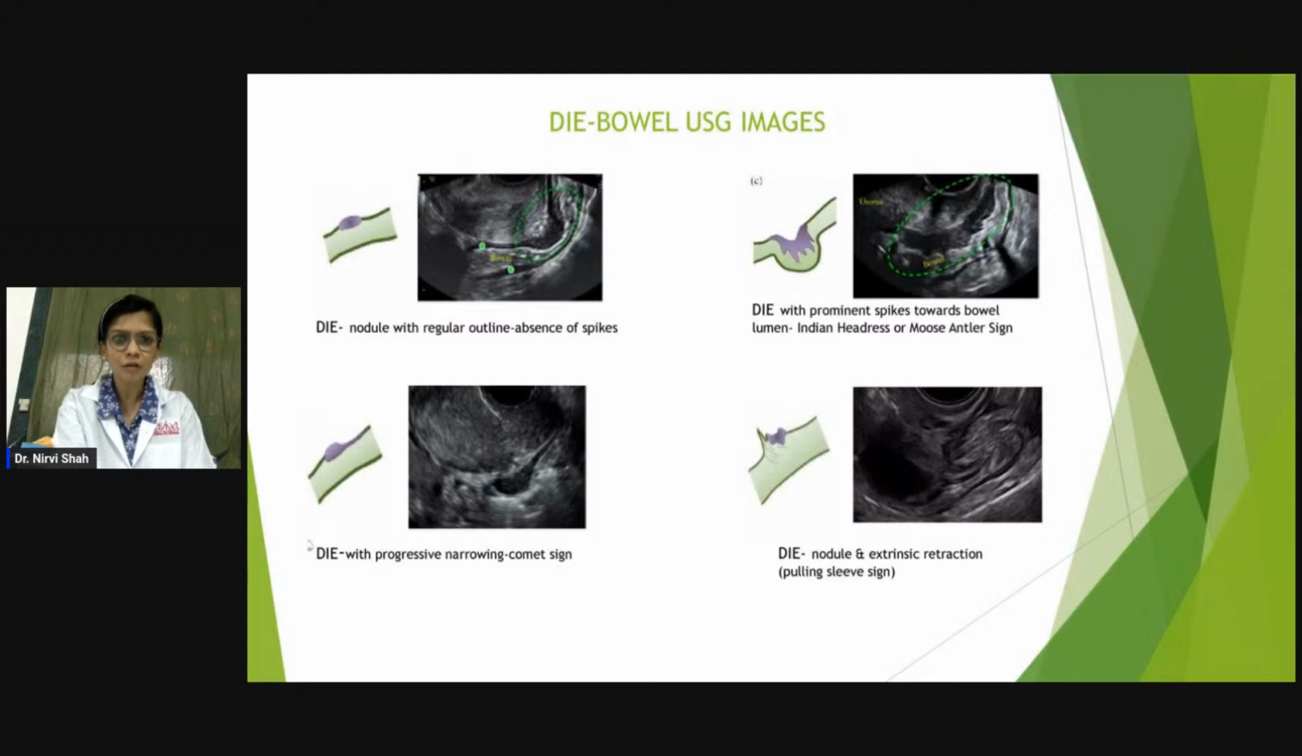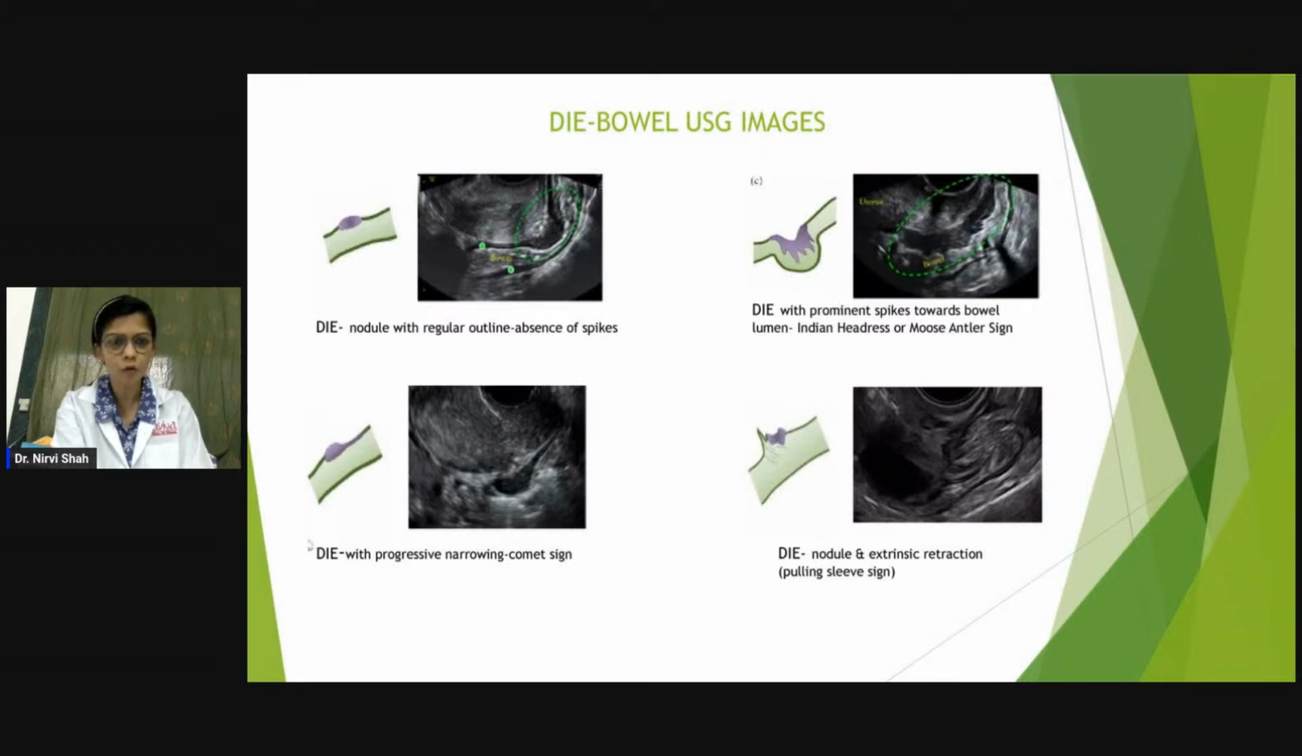So one is a regular hypoechoic nodule where there are no spikes. Here if you see, in the hypoechoic nodule, there are these spikes which are going towards the bowel. So it is known as the moose antler sign. Okay. Here the nodule tails off in the end or it is narrowed down. So here it's known as the comet sign.